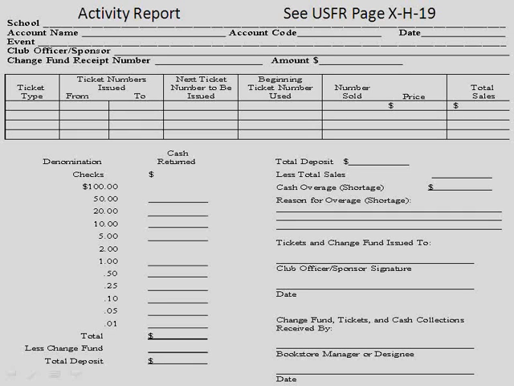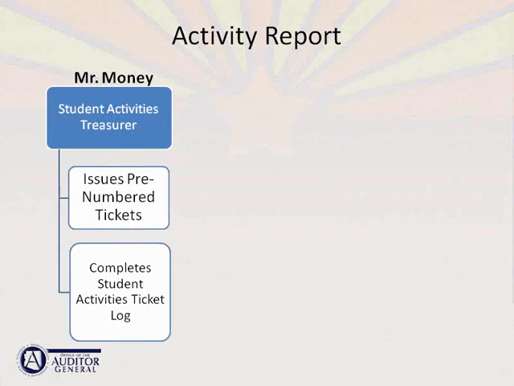The USFR provides a sample activity report that districts can use as is or modify to meet their needs. The report details information such as the first and last ticket numbers, the total number of tickets sold, and the sales price of each ticket sold. The report also includes an area in the lower left to record the money collected by denomination. If there is any cash overage or shortage, it should be recorded and explained on the activity report. Let's now take a look at an example of how the activity report is used in the cash receipt process.